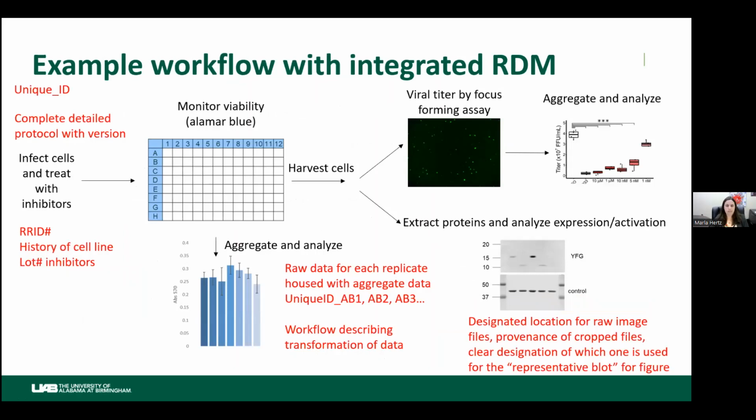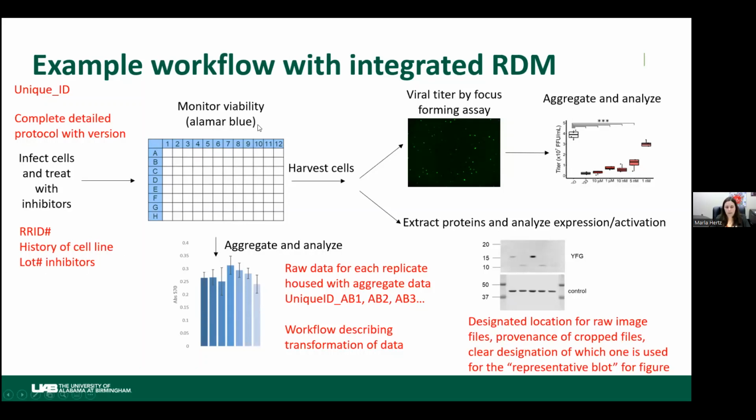So here's an example workflow with integrated data management. The workflow itself is in black text, and the integrated RDM is in red. So, for example, let's say we have a 96-well plate that we're growing some human cells on. We infect them with a virus, and we're also adding an inhibitor to the virus. So before we even start, we would want to make sure to have a unique ID for this whole set of experiments, and make sure that there's a complete detailed protocol with the version, and then some information maybe on some of the reagents that you're using.